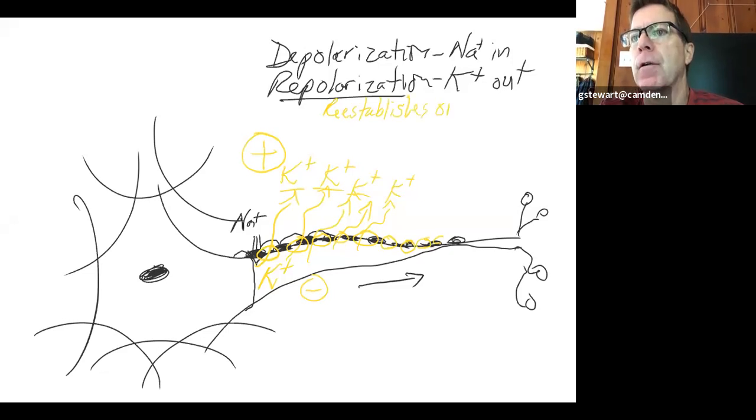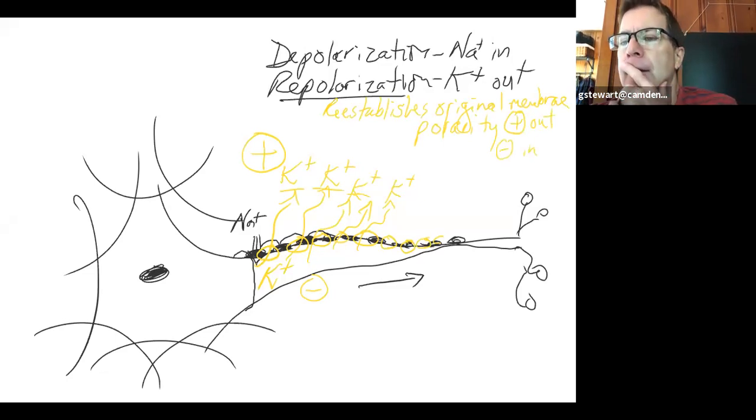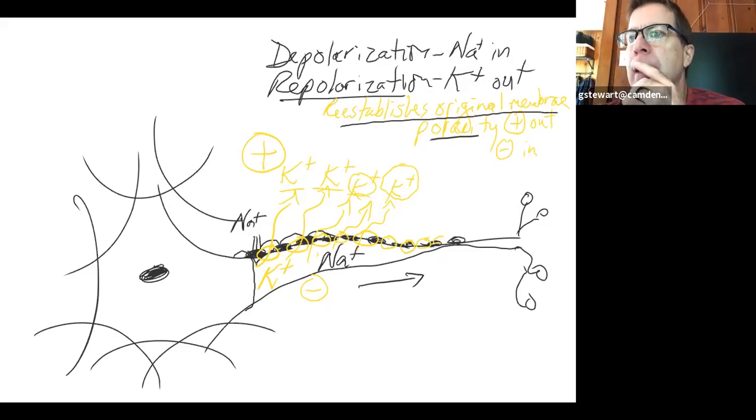reestablishes original membrane polarity of positive out and negative in. The problem is, I shouldn't say the problem, but the challenge is now we've got all these potassium ions outside of the cell and all these sodium ions inside of the cell. So even though we've reestablished original membrane polarity, the ion concentration is mixed up from the beginning of the story.